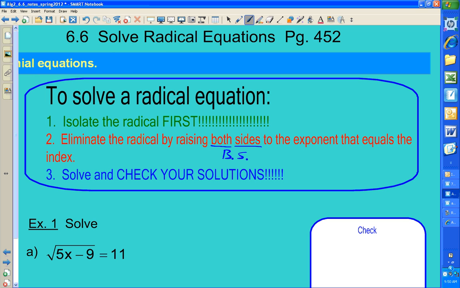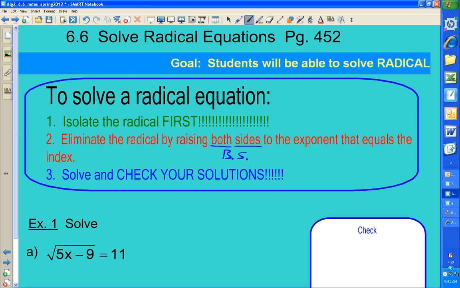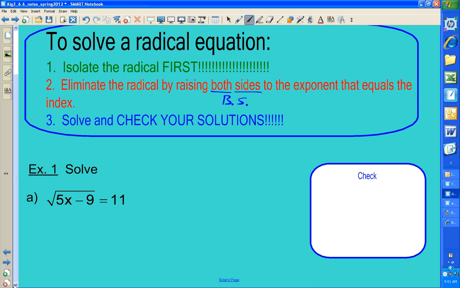I assure you that you will find answers where you've done all the algebra correctly, but the answer doesn't work. What do we call an answer like that? Extraneous. Very good. So there are extraneous answers in this section, and I will hammer you on it. You're not going to see an extraneous solution for a while. It'll be towards the end of the lesson. So let's take a look at this example right here.